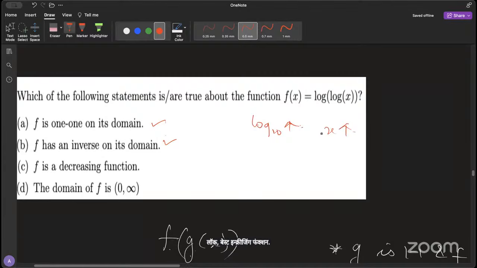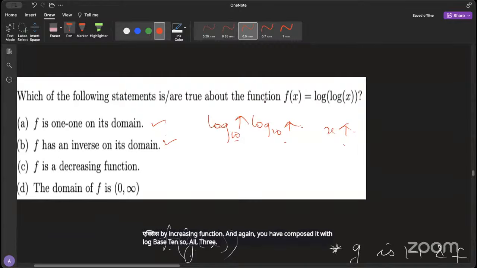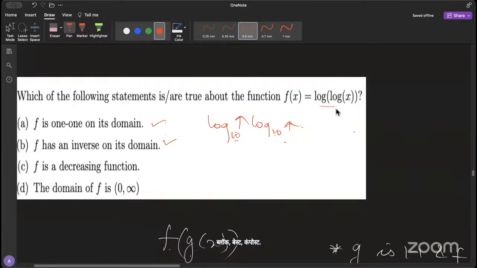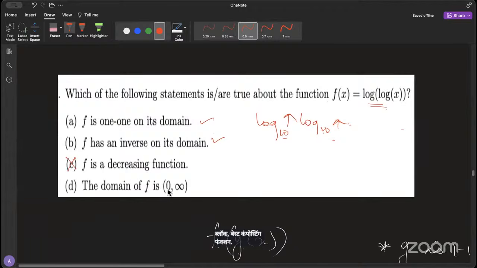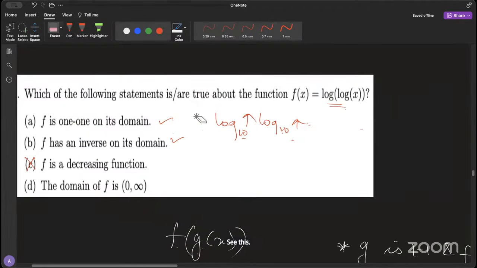x is, by the way, also an increasing function. And again, you have composed it with log base 10. So all three of them, if you consider them three, otherwise you can consider them just two functions, right? So log base 10 and log base 10 composed, both of them are increasing. That means this composition is also an increasing function. So this C is definitely incorrect. See, this f is not a decreasing function.